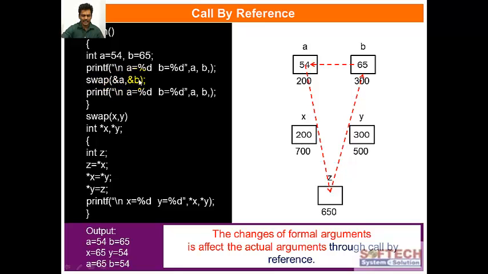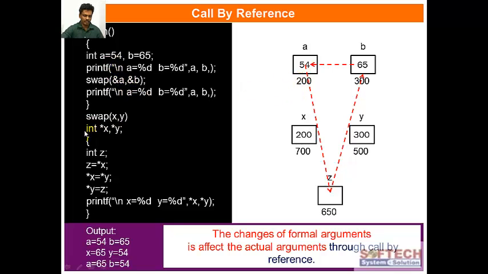Here we pass the address of a and the address of b. What is the address of a? 200, 300. So it is an integer variable address. The addresses of a and b are 200 and 300. So all addresses are in integer form.